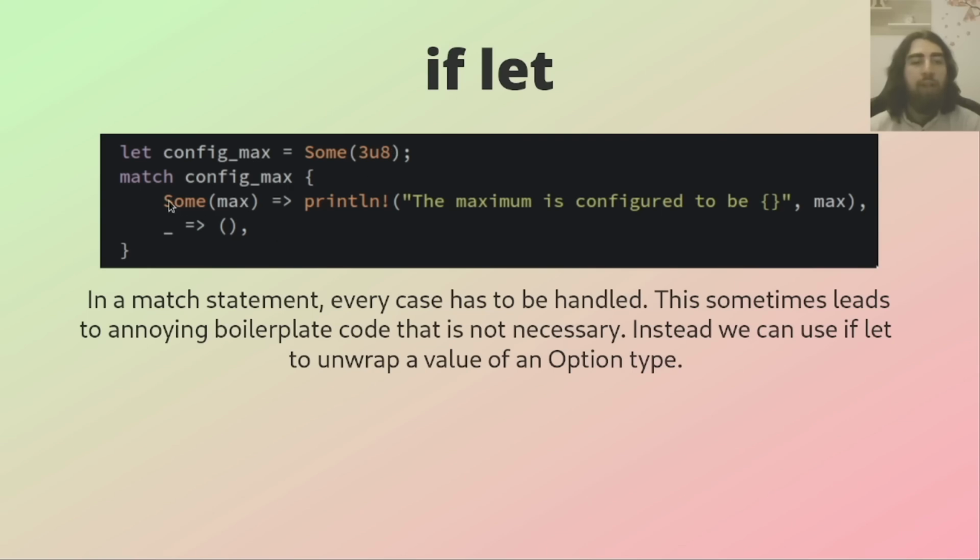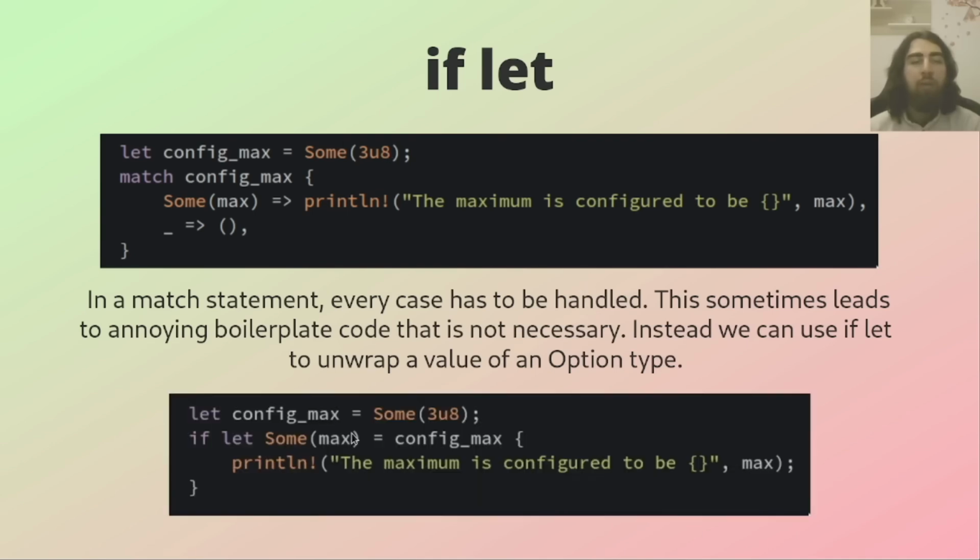And then we are matching, as you can see, if it is Some, then we destructure the value inside this max variable, and then we just print it out. Now, as you can see, we also have to match any other case, meaning if it is not Some, in that case None, then nothing will get executed, meaning it will return a unit type. Now, this is sometimes too verbose, especially for cases like this. For example, you just want to unwrap something from a Some variant.